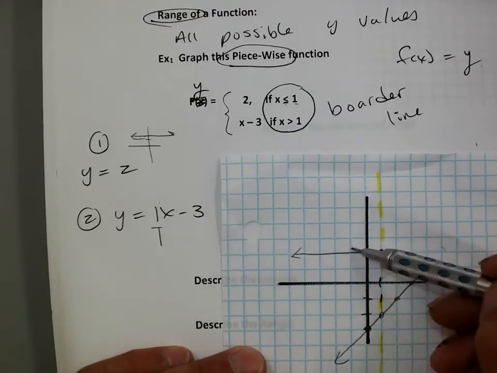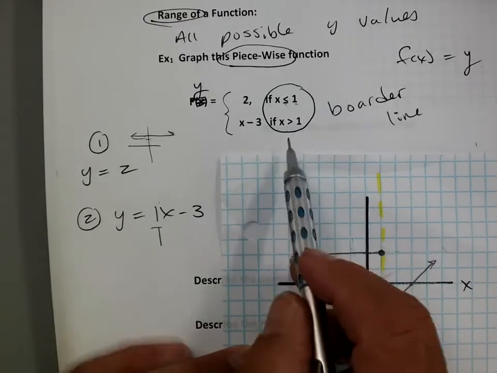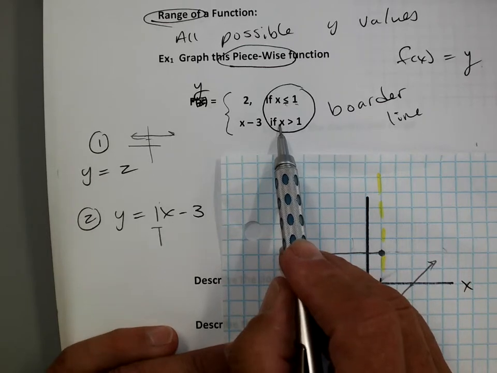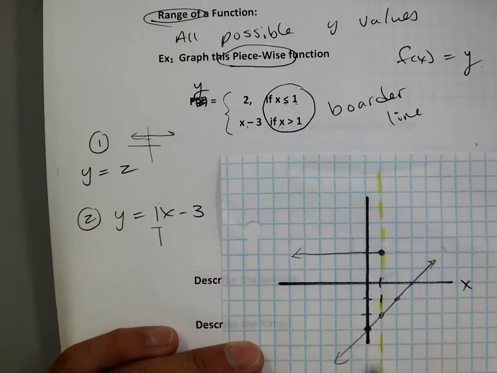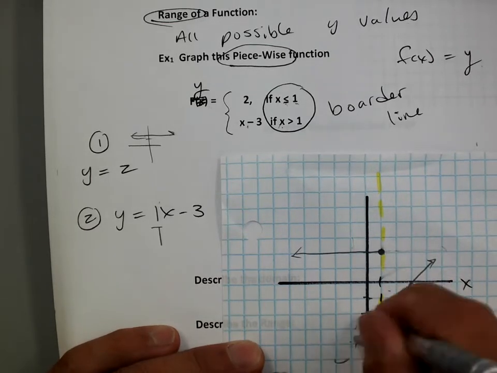This is not going to work. This is not going to be a function. I get two y's. But if I look at this domain, it says to keep only this piece greater than 1. So from here, here's my borderline. Greater than 1 is all of this, so I erase this back half.